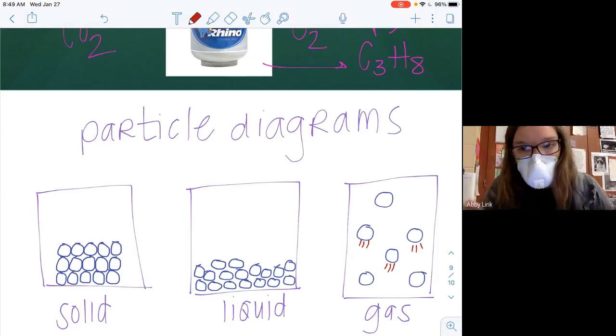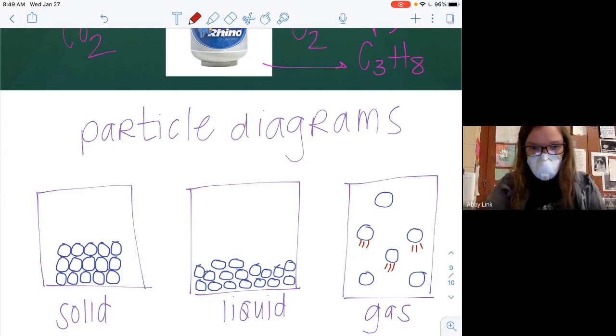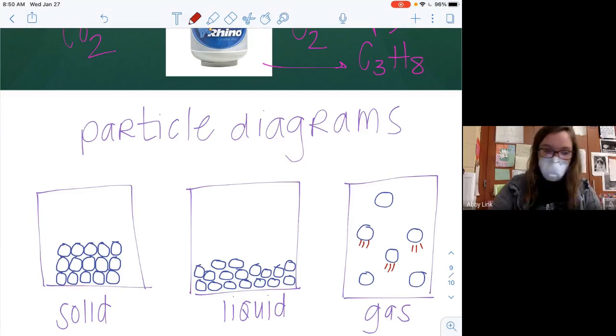You don't have to draw the little lines there. I kind of like it. Makes it look like rockets. I don't know. But if you would like to illustrate that, that can kind of help you remember those gas particles are kind of flying all over the place. Okay? All right, excellent job, guys.